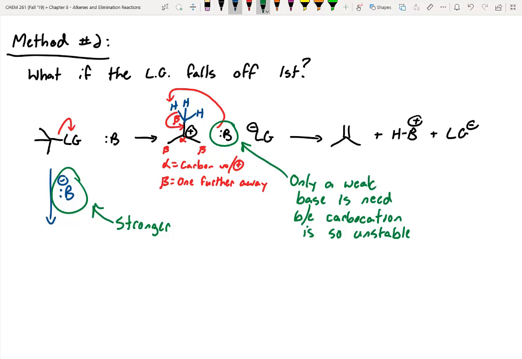Well, let's think about this. We still have beta protons over here. If we have a really, really strong base, it could just go ahead and do this all in one step, in which case this wouldn't be a reaction that goes through a carbocation. So we only observe this mechanism with the carbocation intermediate when we're dealing with a relatively weak base. Otherwise, we'll get the competing mechanism that we just covered. Yeah, that's a good question.